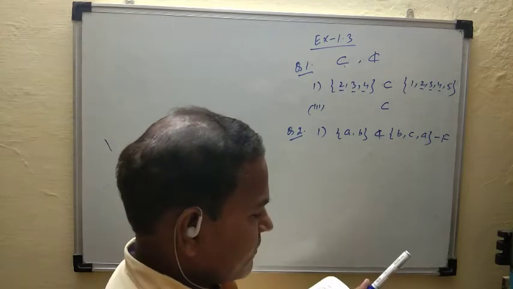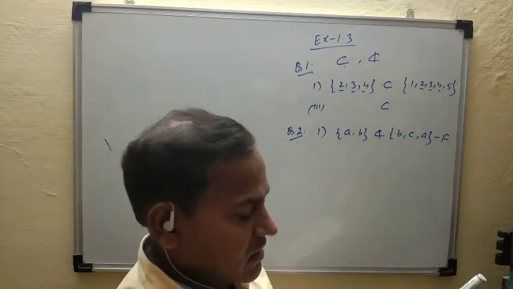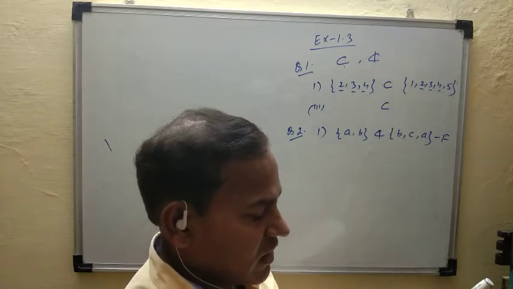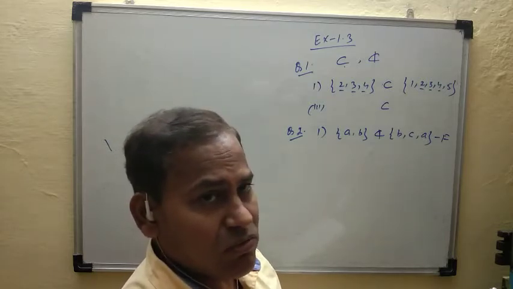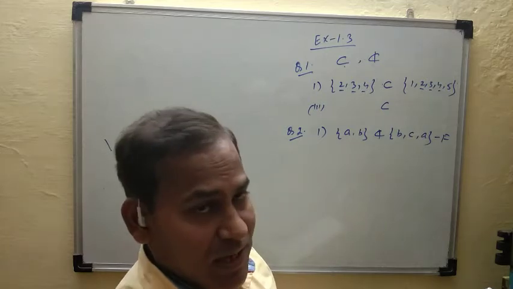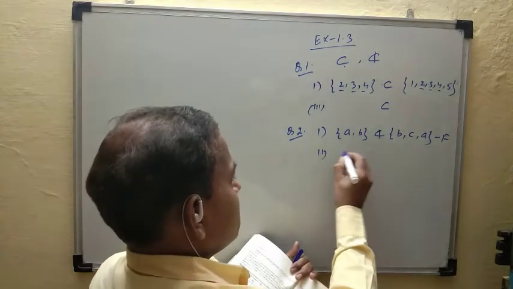Second, {A, E} and right side {x such that x is a vowel in the English alphabet}. The vowels are A, E, I, O, U. So A and E belong in that set. So this is a subset. So second is true.